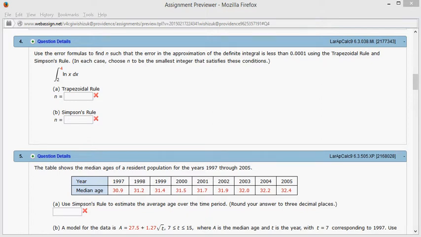Alright, let's look at homework 6.3, 6.4, problem number 4. We want to find a large enough n so that the error in the approximation using the trapezoid rule and Simpson's rule is going to be less than 0.0001. Alright, so let's do that.